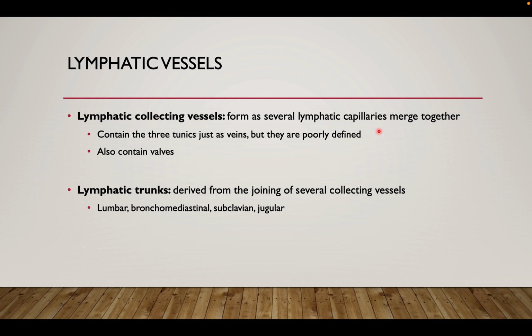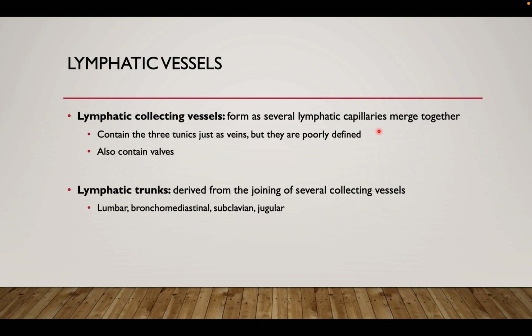Multiple capillary beds are going to merge and form a single vessel, or a collecting vessel. And these have those same three layers that we talked about with arteries and veins. So the tunica interna being the innermost, the tunica media being the middle, and then the tunica externa being the most superficial, but they're not as clear and distinct as you see in arteries and veins, but they're still there. And then, like we said, these vessels are also going to contain valves to help prevent backflow of lymphatic fluid. Now, when we have multiple vessels, these are going to merge to form something called a lymphatic trunk.